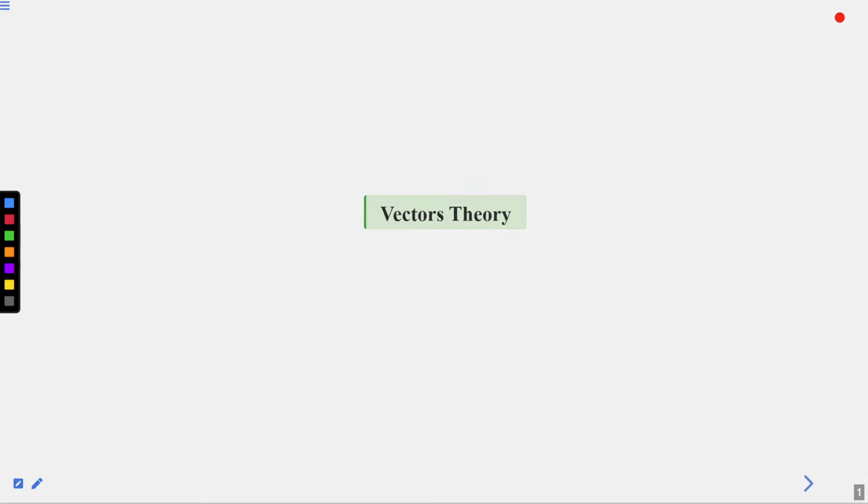Hello students, in today's lecture we are going to learn about vectors, and this is the theory part.